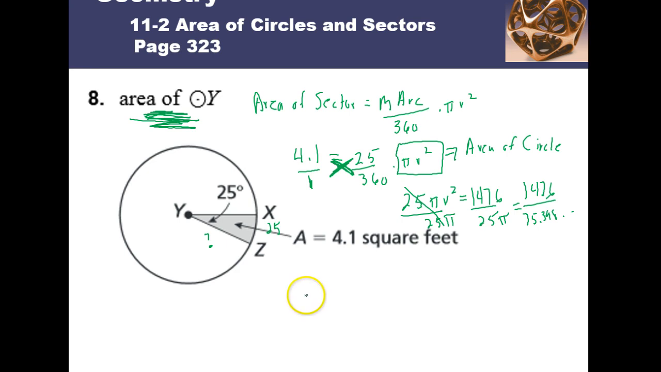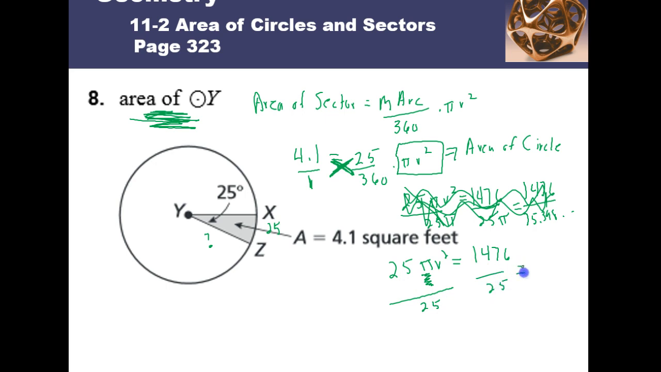Oh crap, I did it wrong. Oh yeah, I'm sorry. Okay, I was right to a point and then I got wrong. So when I multiplied, I should get 25 pi r squared equals that 1476. And I don't want to divide by pi because pi is actually part of the area formula. So I didn't want to divide by pi, I just wanted to divide by 25.